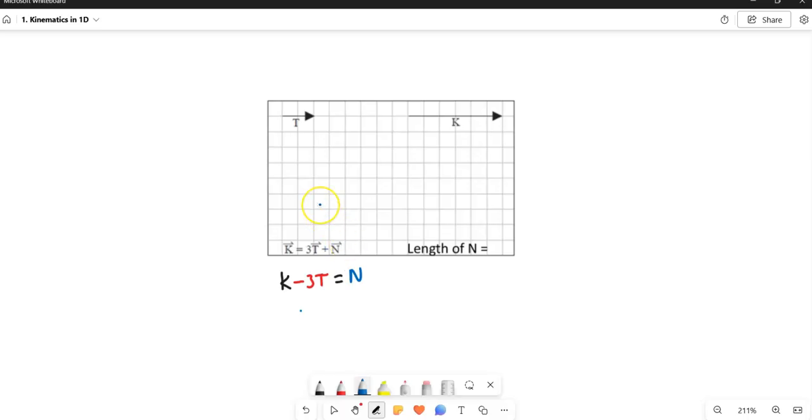So what we're supposed to do is take the k vector, and I'm going to write it right here. 1, 2, 3, 4, 5, 6. And so this is the k vector, and that is actually equal to positive 6. Okay? And then I'm going to write positive 6 right here.